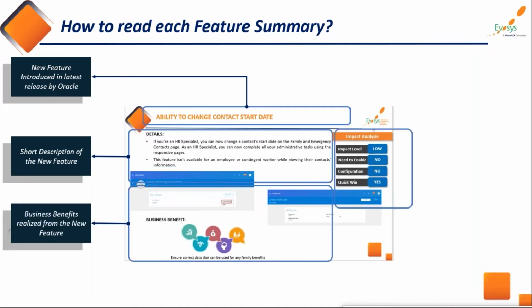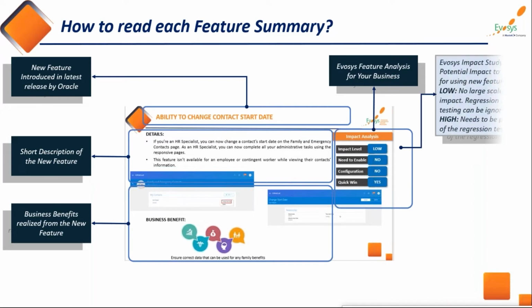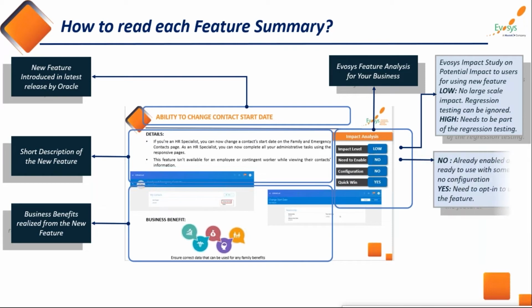There are 4 important components we have done in-depth analysis of for the features we are going to present to you today. The first one is impact level analysis, which demonstrates the impact on the end user. If it's a low impact, then regression testing can be avoided. If it's a high impact, then we need to offer regression testing.